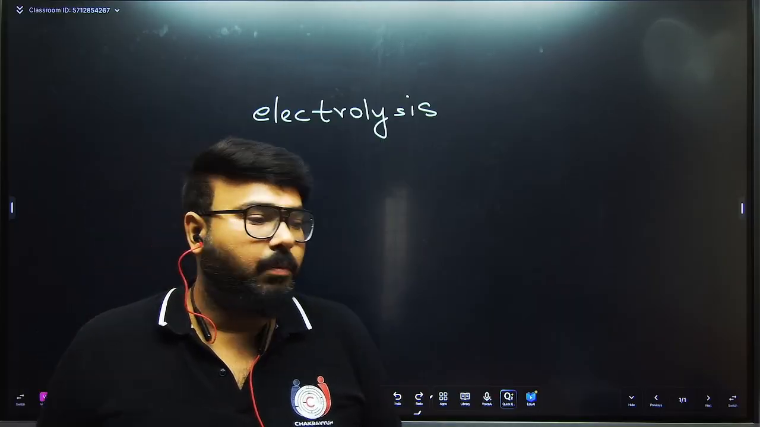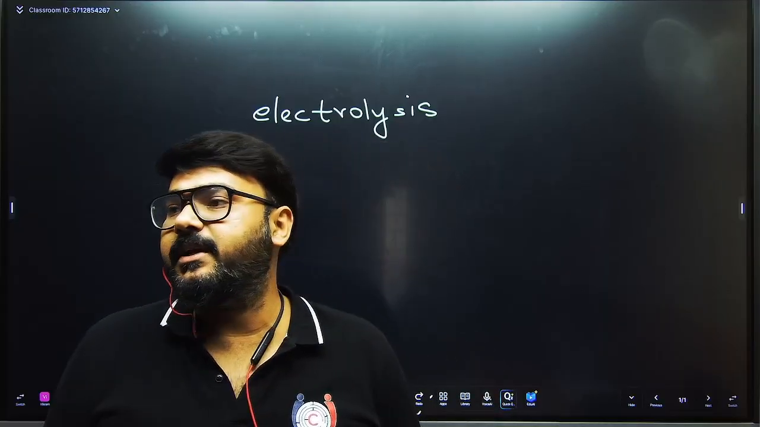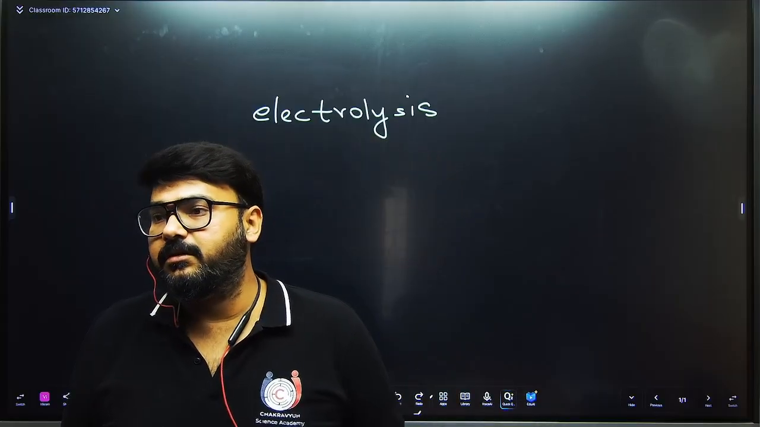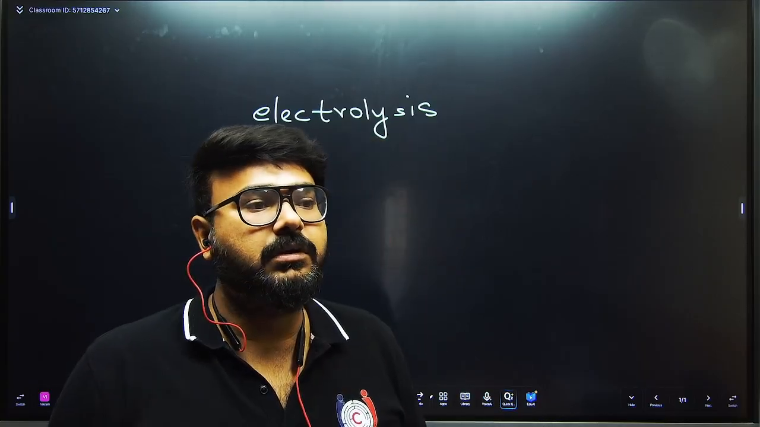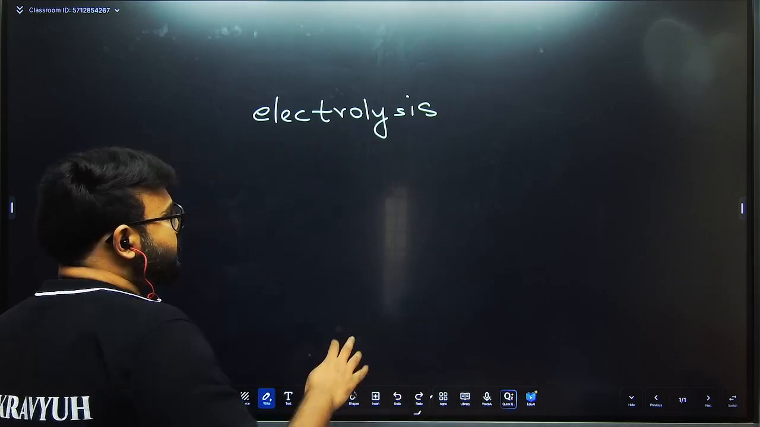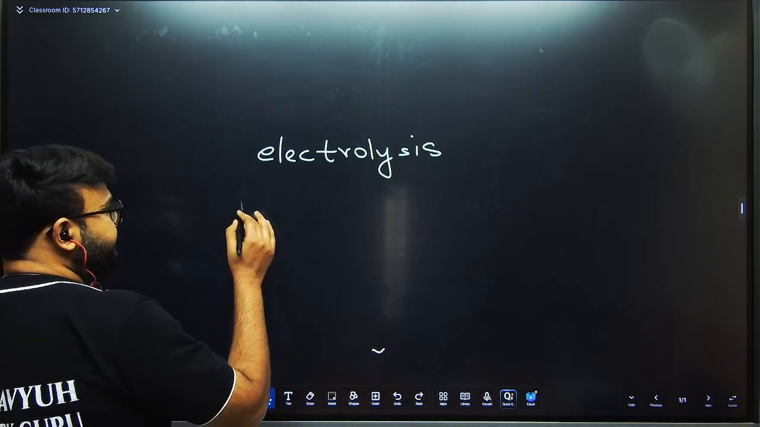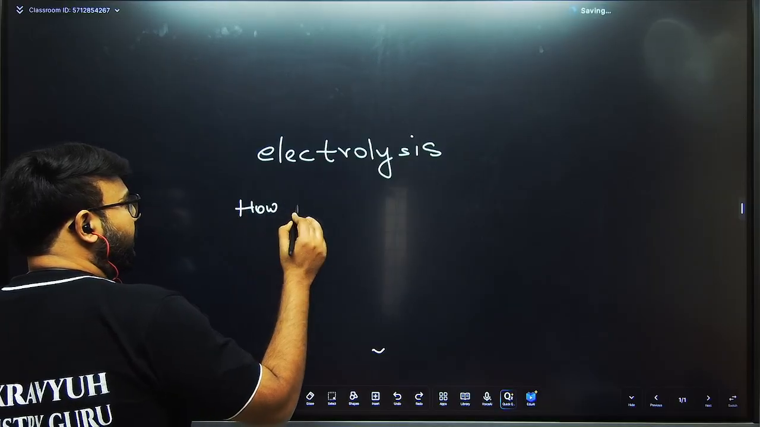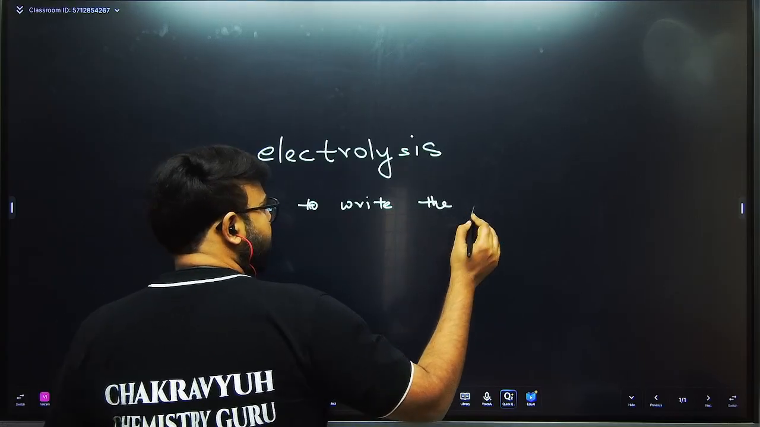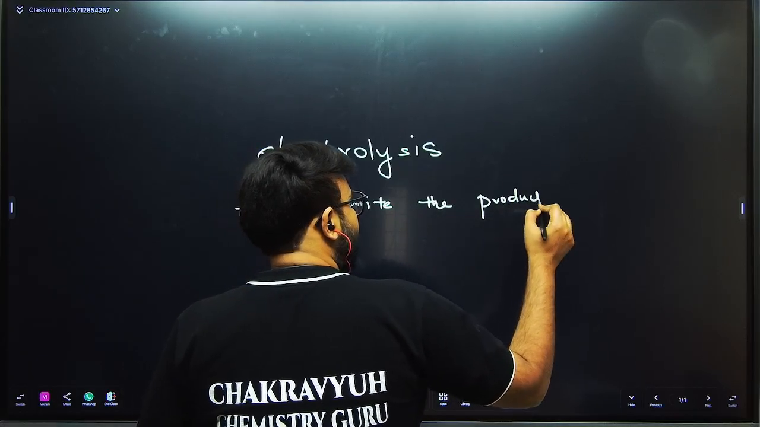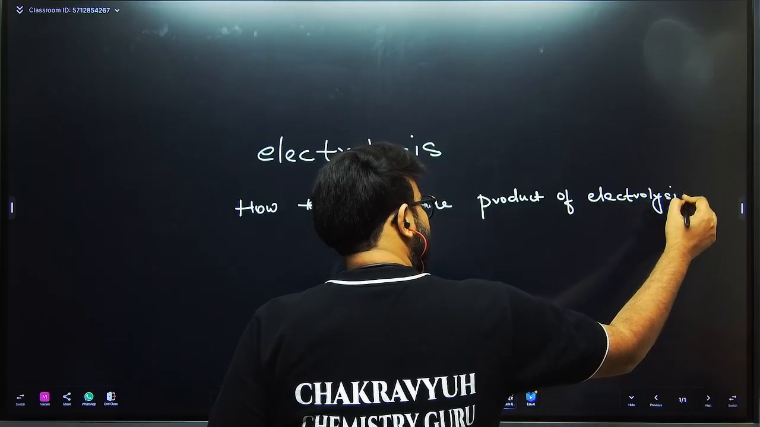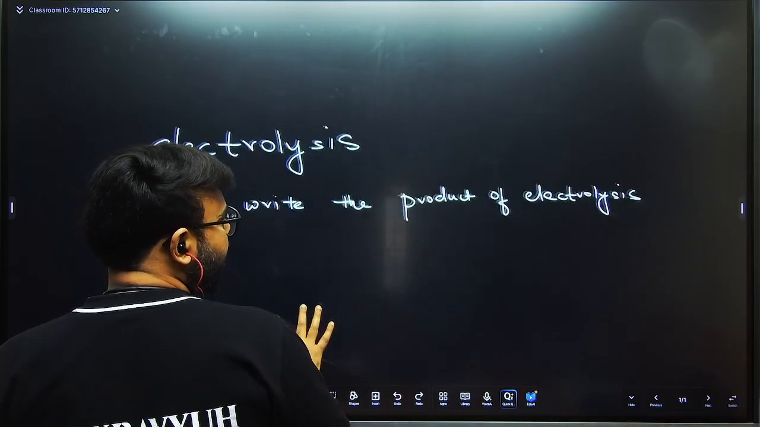Product I mean what will be deposited at cathode, what will be deposited at anode, based on different conditions. So it's very necessary that we must know how to write the product of electrolysis. Okay. So give the headline. What we are learning right now is how to write the product of electrolysis.